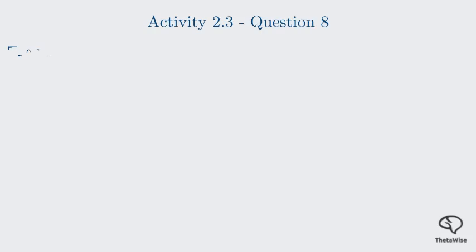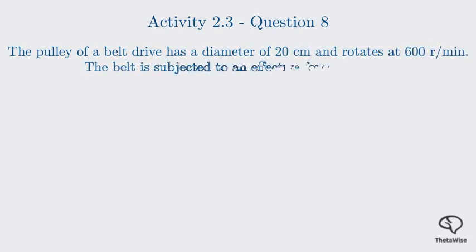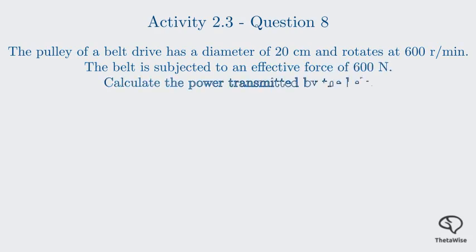Question 8 is about calculating the power transmitted by a belt drive. The pulley of a belt drive has a diameter of 20 centimeters and rotates at 600 revolutions per minute. The belt is subjected to an effective force of 600 newtons. Calculate the power transmitted by the belt.